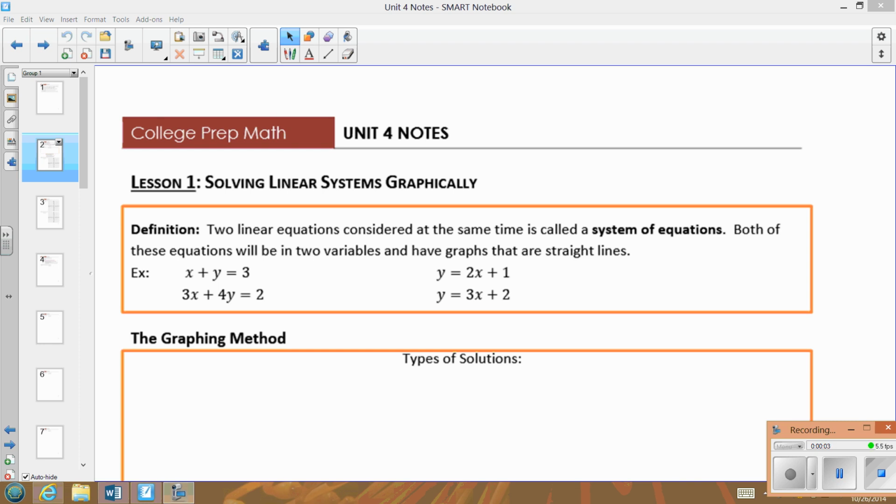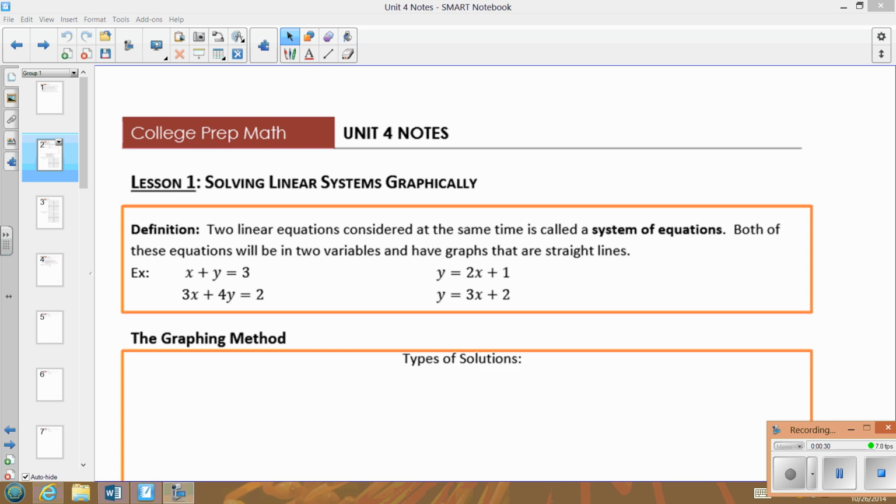In Unit 4, we're going to focus on systems of equations, so basically meaning two or more equations at a time. So we'll focus on how to solve systems graphically and algebraically, and then we'll also talk about systems of inequalities, how to solve those graphically, and then also applications with both. So the first lesson here is focusing on solving linear systems graphically.